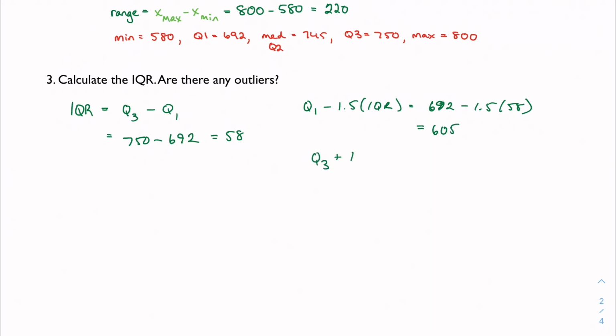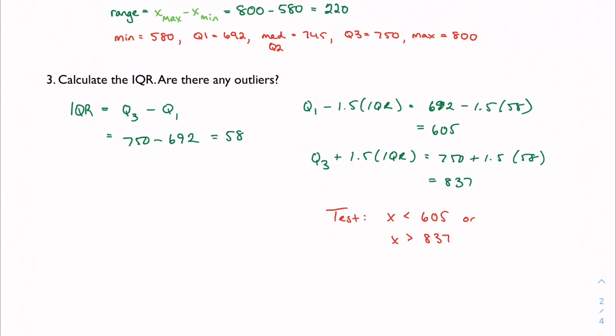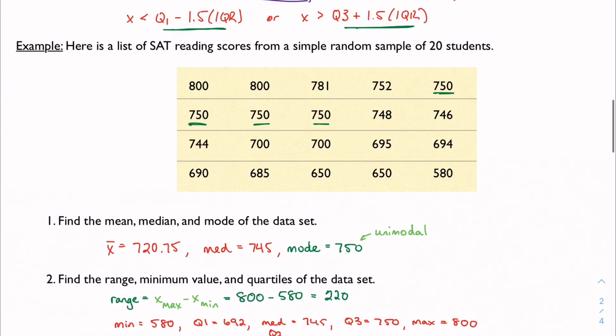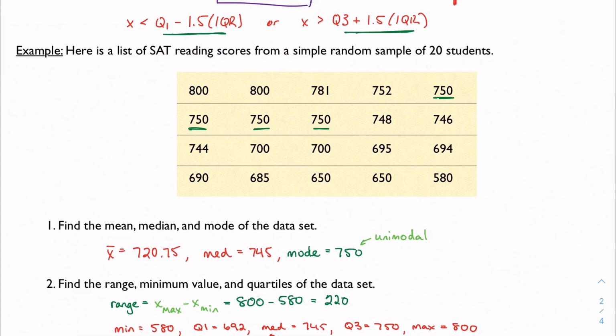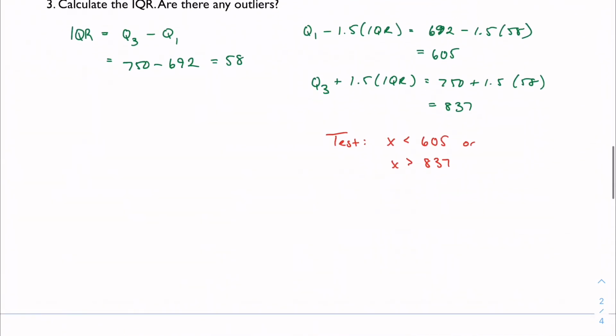The other thing I want to look at would be Q3 plus 1.5 times the IQR. So 750 plus 1.5 times 58 is 837. So ultimately, here's my test. I want any numbers less than 605 or any numbers greater than 837 are outliers. Do I have any of those? Well, let's see. Nothing's greater than 837, but I do have something less than 605, and that's 580. So I actually do have an outlier.